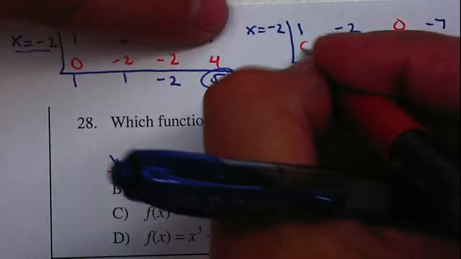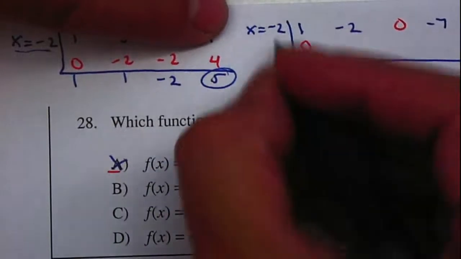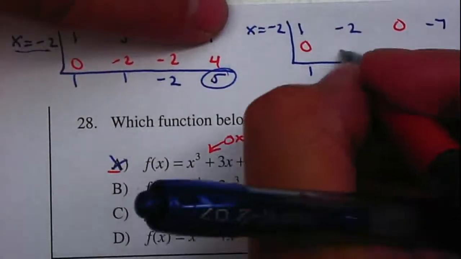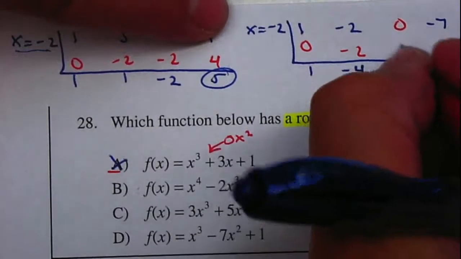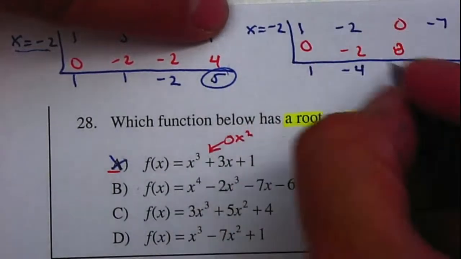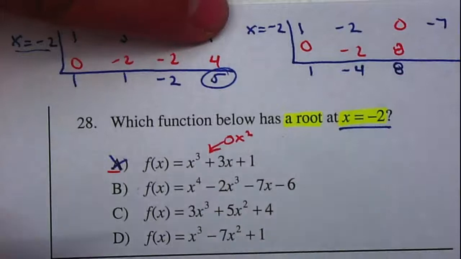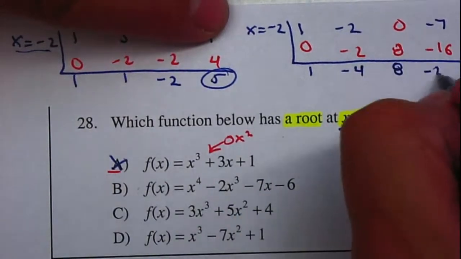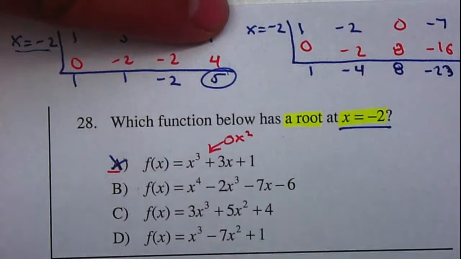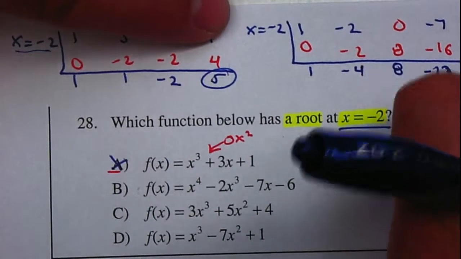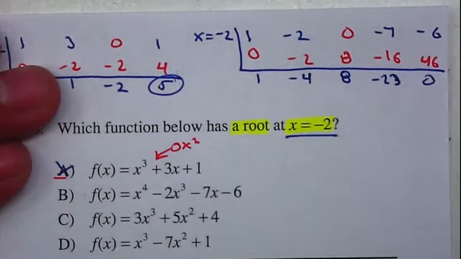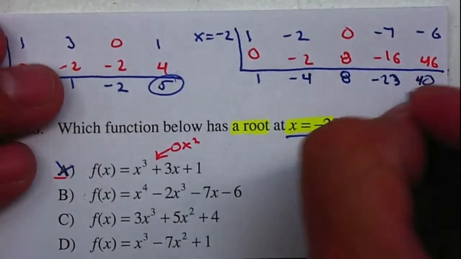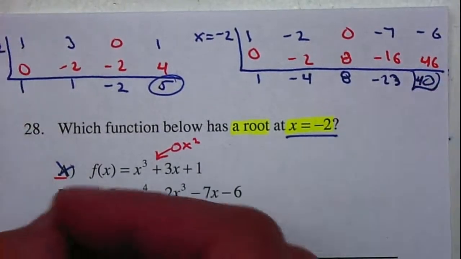You always start with a 0, then you add. You multiply, then you add. You multiply, then you add. You multiply, then you add. You multiply, then you add. And if you notice, in this case, we end up with a 40. So that is not a root.